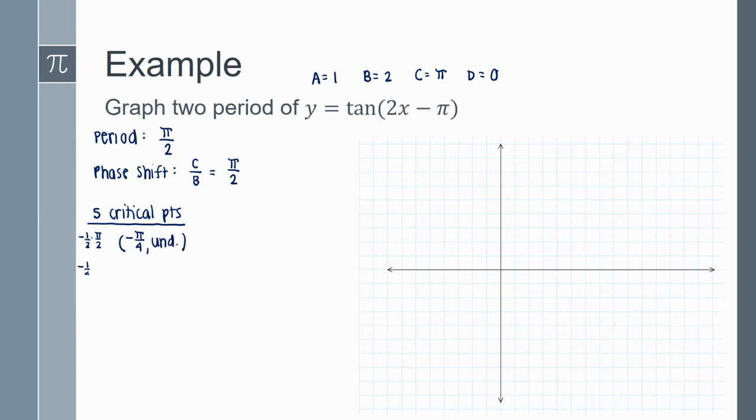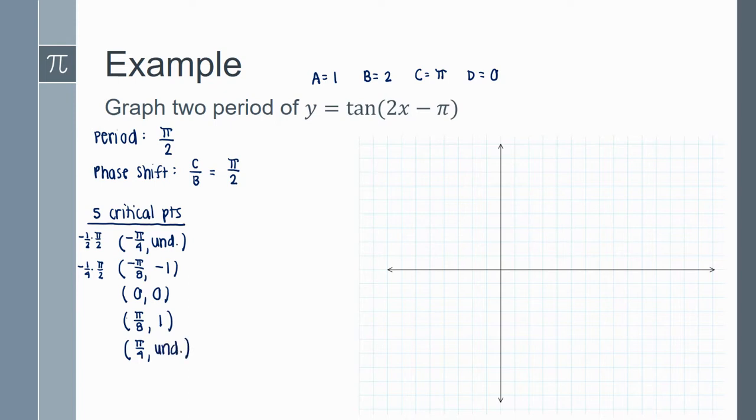Then I want -1/4 of the period. So multiplying straight across, that's -pi over 8. And then I want the opposite of A, so I want -1. Then we're at 0, 0. Now I want to start doing the positive. So +1/4 times pi over 2 is +pi over 8. And then I want my A value of 1. Then I want +1/2 times pi over 2, so that's pi over 4, and we're back to being undefined.